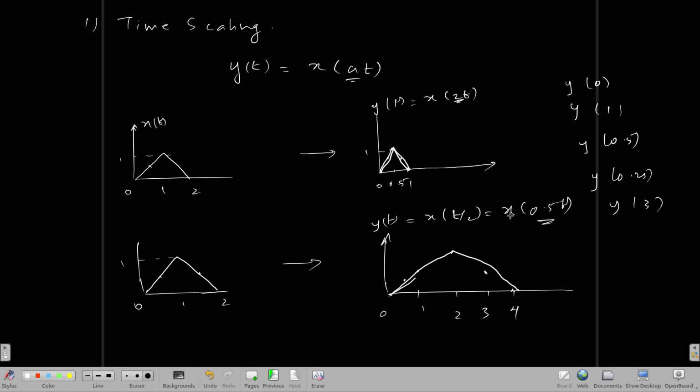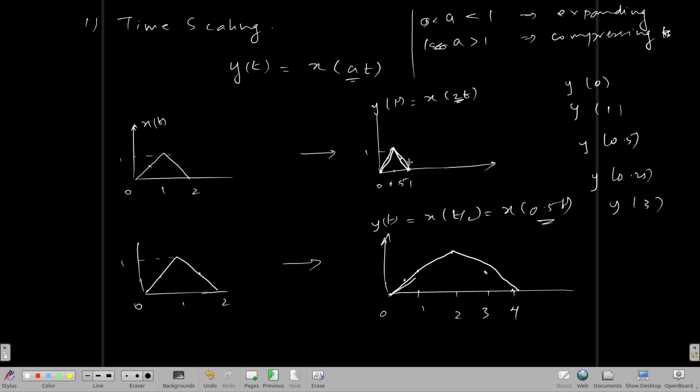So from this I think you can get an idea that if a is less than 1, 0 less than a less than 1, what is happening? We are expanding, or we are stretching out the signal. If a is greater than 1, what are we doing? We are compressing the signal, right?